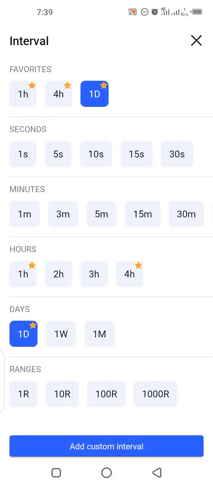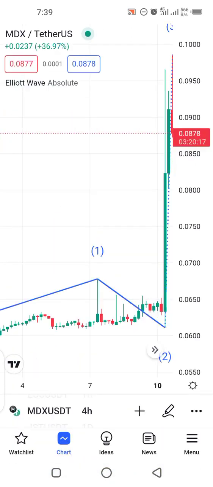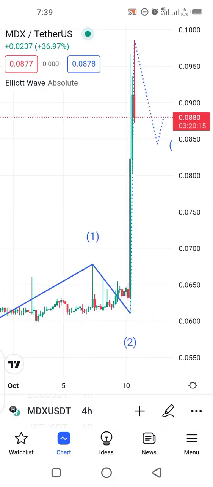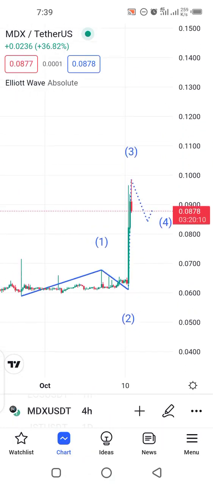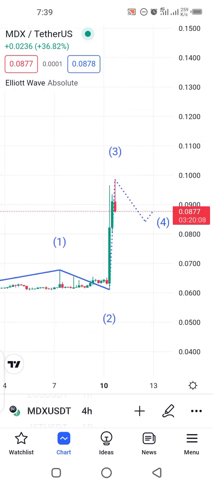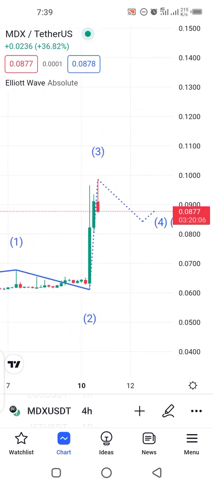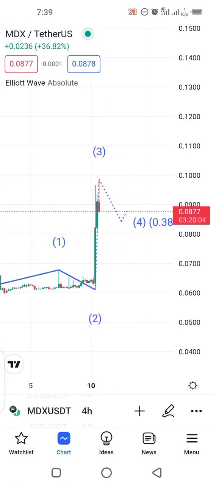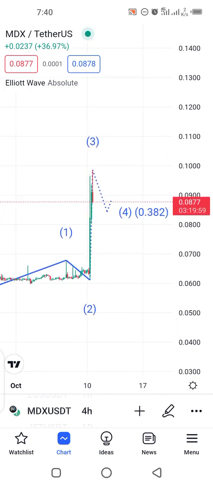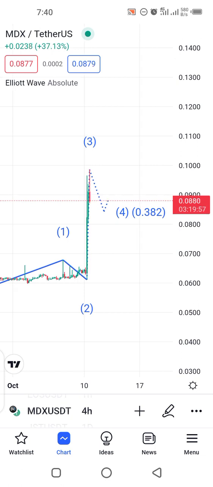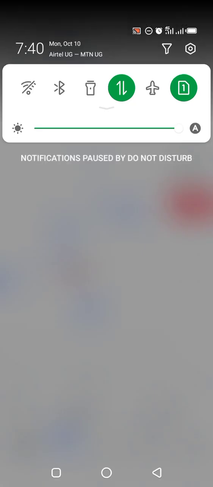Remember, we trade in 3 time frames: 1 day, 4 hours, and 1 hour. So let us go to the 4 hours and see if it is showing. All right, beautiful. Now imagine this indicator had already shown that this market will be moving up. Let us use this as our screenshot.